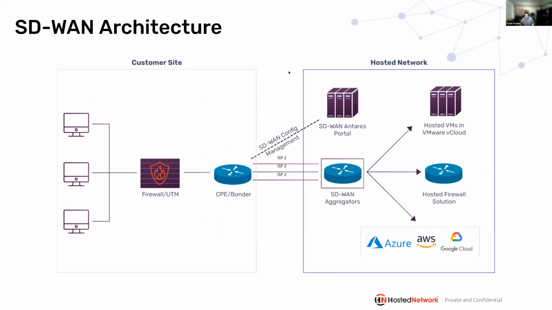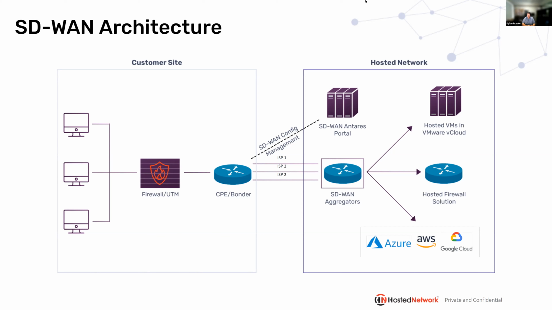So the diagram just depicts a very simple one SD-WAN site. If it was multiple bonders, you would essentially replicate the customer site multiple times and it would connect back to the aggregators that way. All of the WAN connections connect straight into the bonder because it's the bonder that's managing the authentication, managing the routing across that aggregation tunnel.